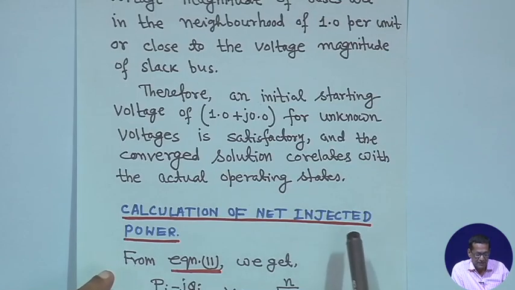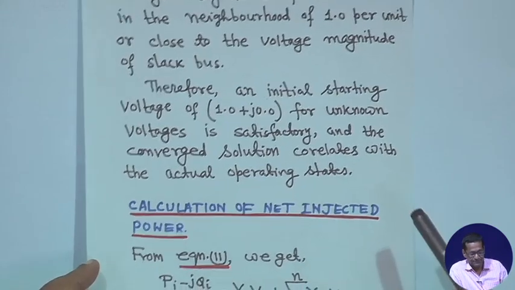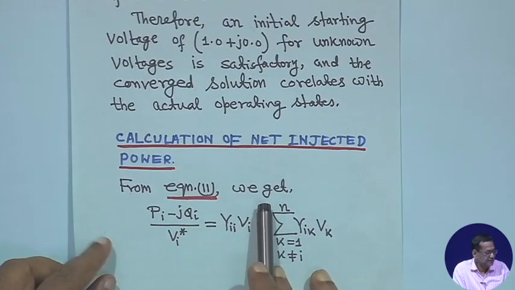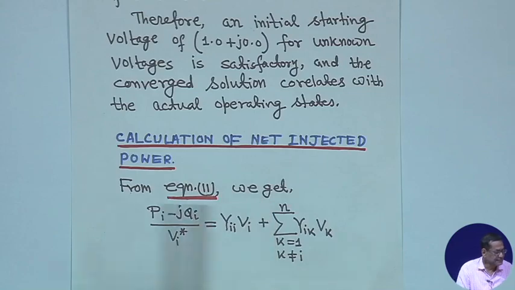Now, calculation of the net injected power. From equation 11, again we are rewriting equation 11. So, in this case, just hold on.